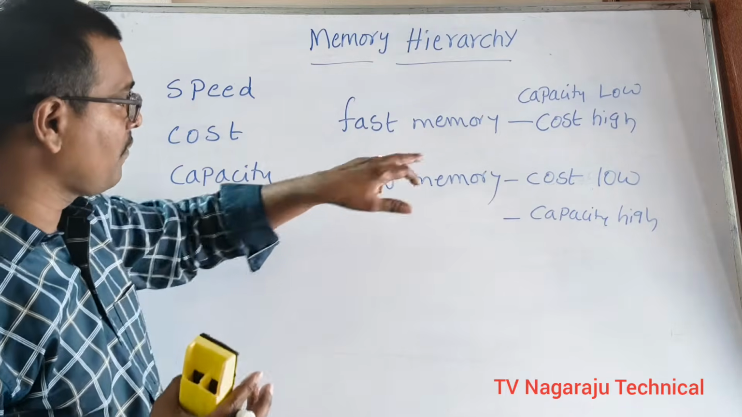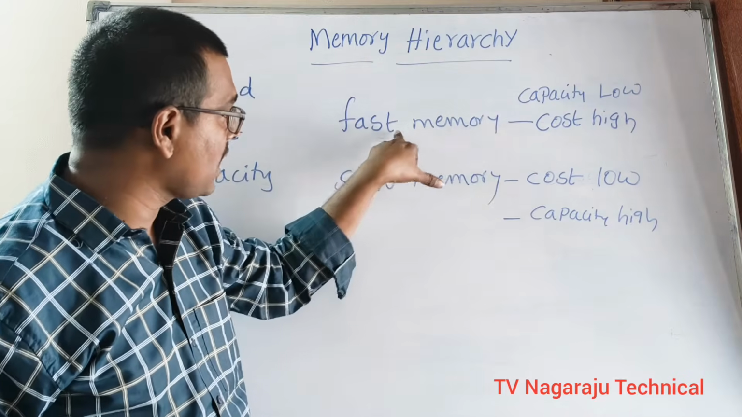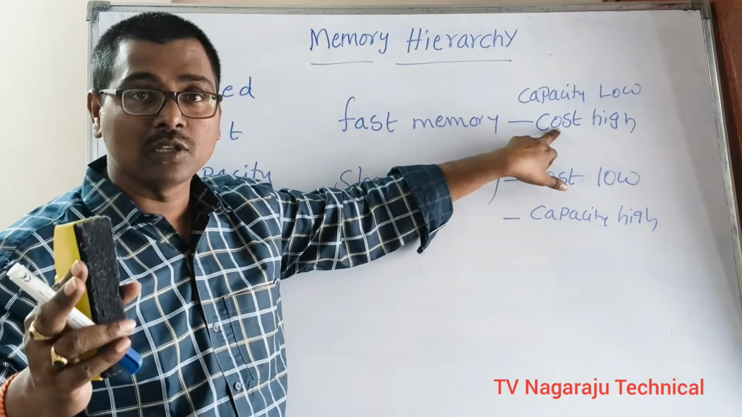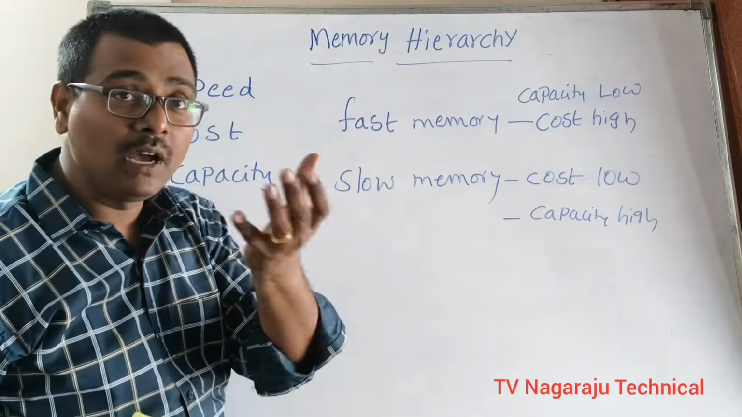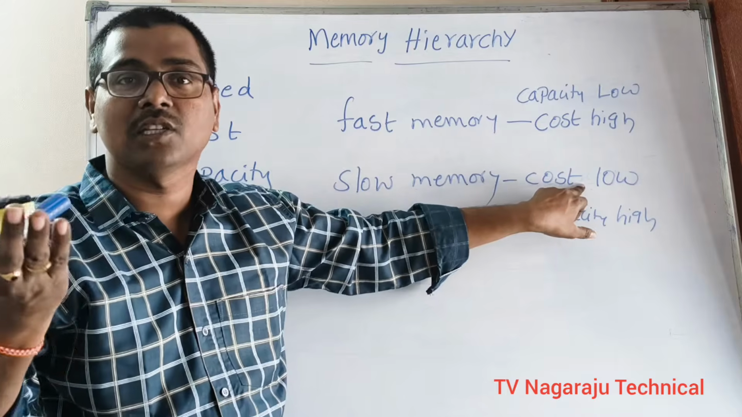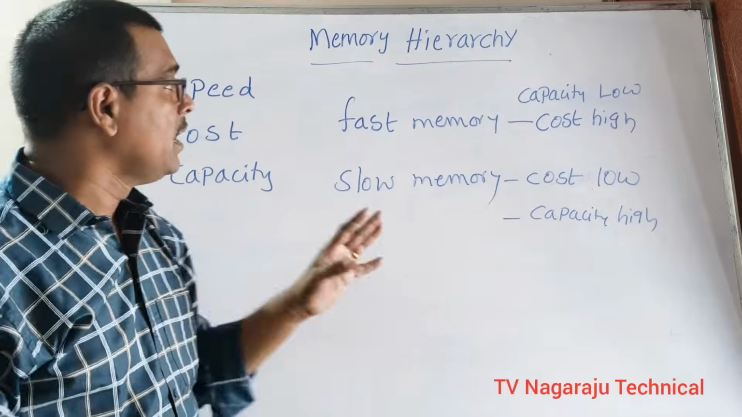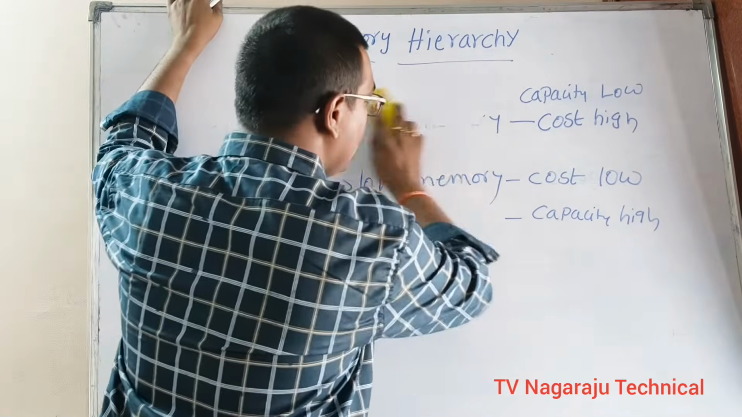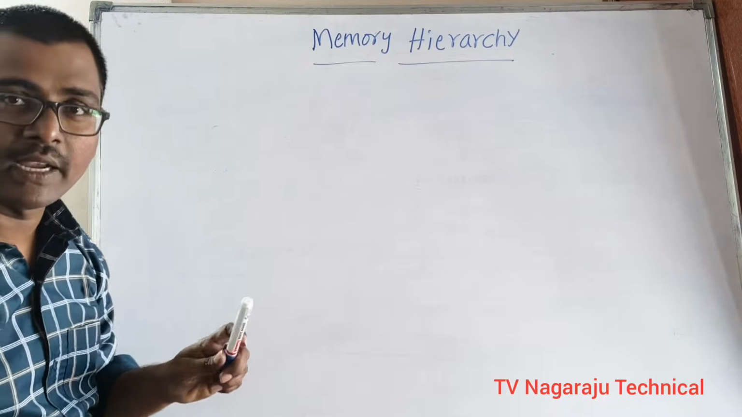But the most important factor is, if the memory is fast, obviously the speed is high. At the same time, the cost is also high, but it stores only a limited amount of data. But if the speed of the memory is slow, the cost is also cheap and it can store a maximum amount of data. Now based on these factors, that is speed, cost and capacity, we categorize memory into different types.